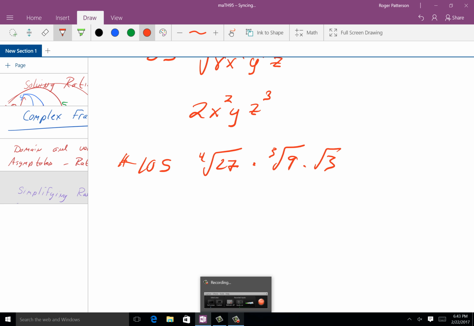2.287. Okay. Here's how we're going to have to handle this. We're going to have to find the largest 4th root that goes into 27.